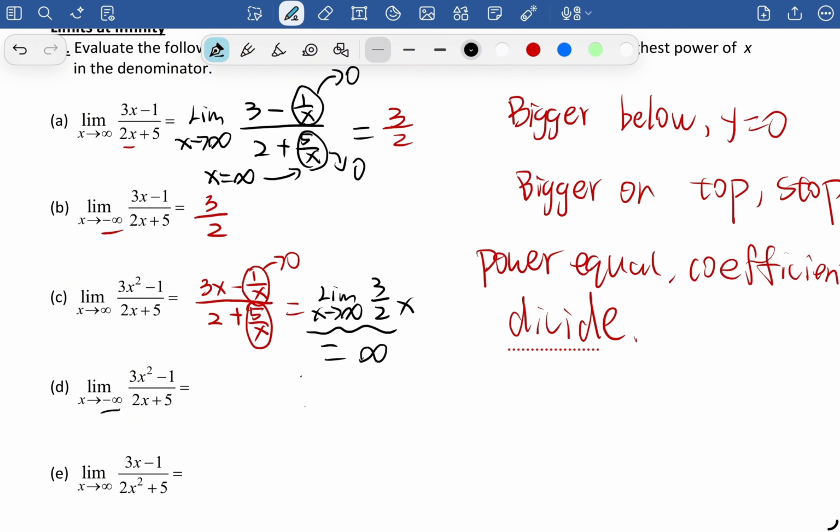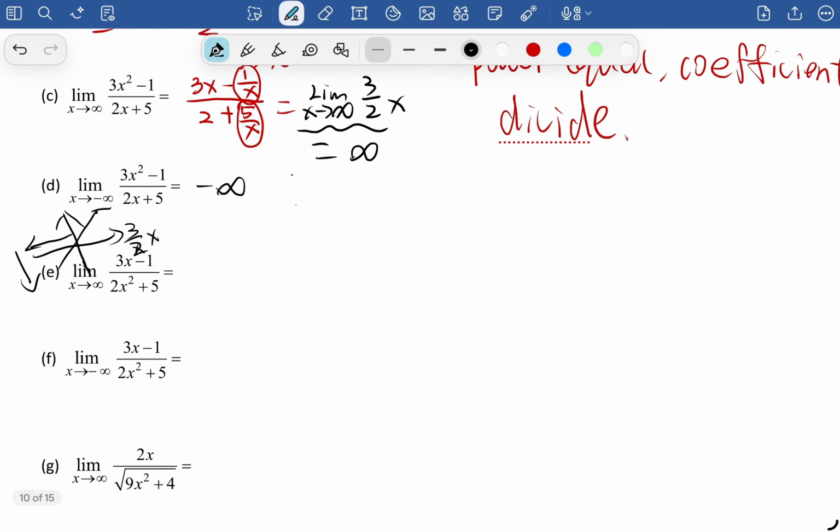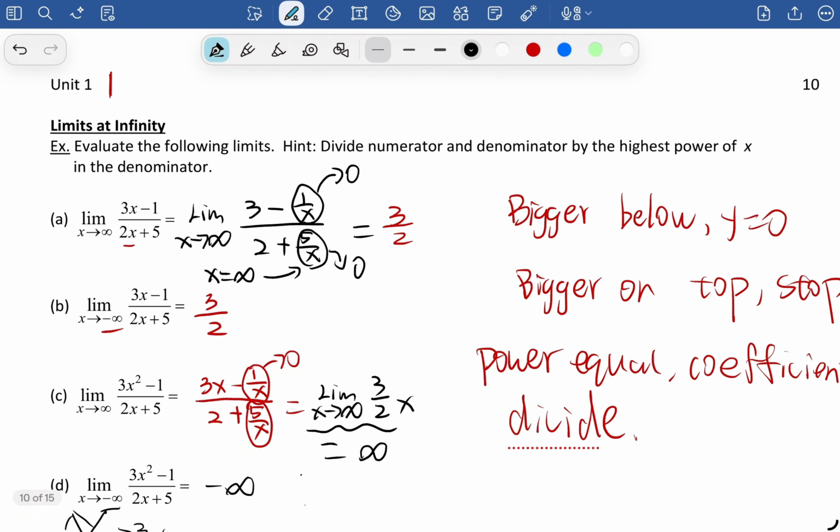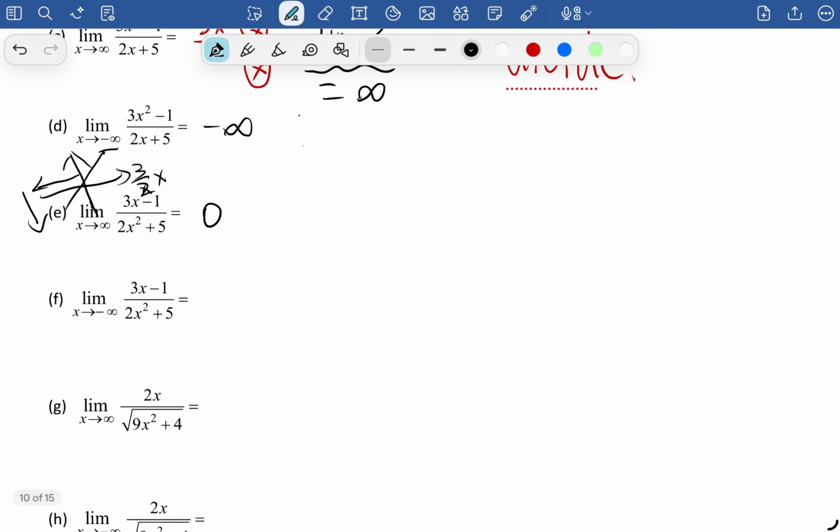And when it's approaching negative infinity, so basically 3 over 2x when it's approaching negative infinity, approaching like this, the value is going to go down. So this is negative infinity. Again, use the rule that you memorized, or you can divide the whole thing by x to the power of the square. No matter what, you're going to get a value of 0. Don't forget the rule, bigger below means y equals 0. So these two are both 0.